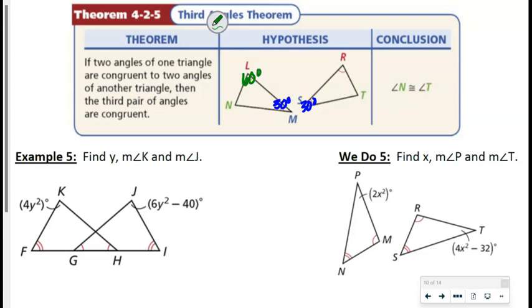Now let's go bigger. We'll say 80. That means this one over here is 80, right? And then that means that that's 110, because 80 plus 30 is 110. So that means this other angle over here would have to be 70, and that would have to be 70. So again, if two angles in a triangle are congruent, then the third angles have to be congruent.